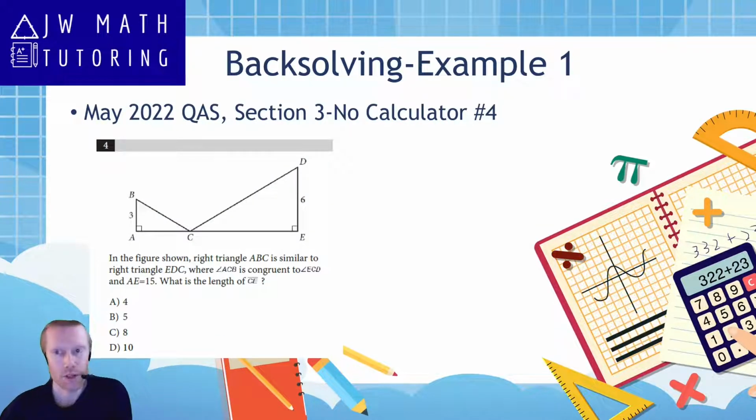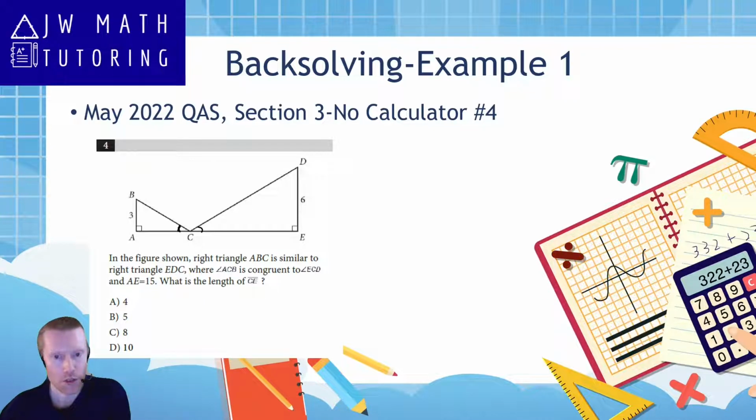The first example I'm going to take a look at is from the May 2022 QAS. It's from section 3, which is the no calculator section, and it's problem number 4. So if you look at this problem, there are two triangles here. And it turns out these triangles are similar because it tells us in the problem that angles ACB and ECD are congruent. So this angle and this angle right here are congruent to each other. Those two angles, that pair of congruent angles along with the right angles, makes these two triangles similar by the AA similarity postulate.